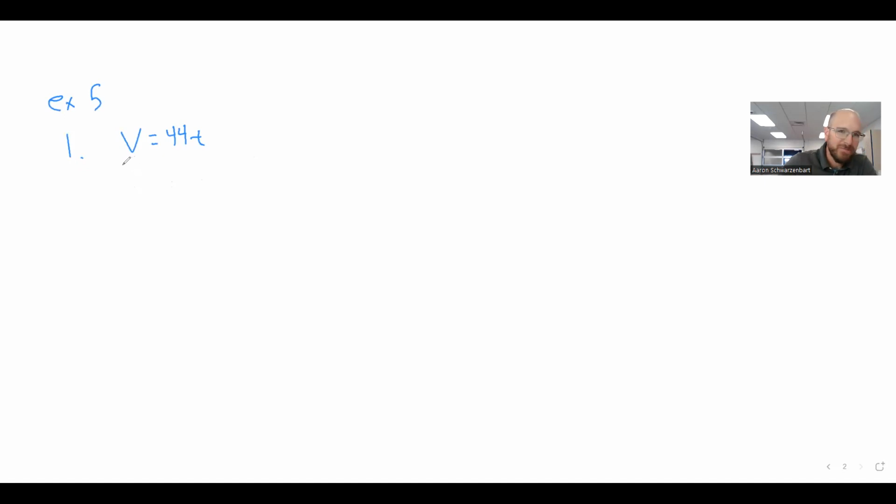And I guess that's part A. Part B asks, when the volume is V, what is the radius? This is a spherical balloon, so V is 4/3 pi r cubed.